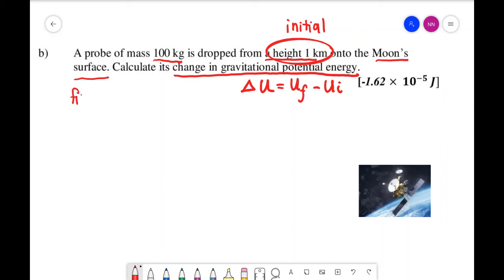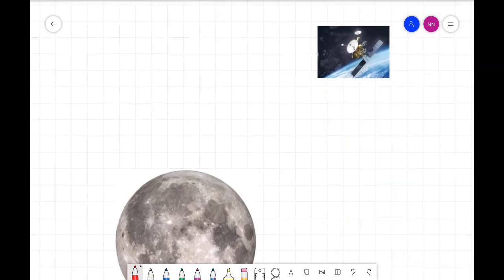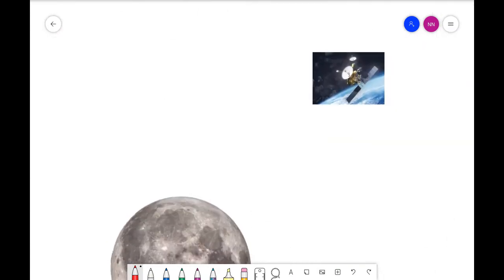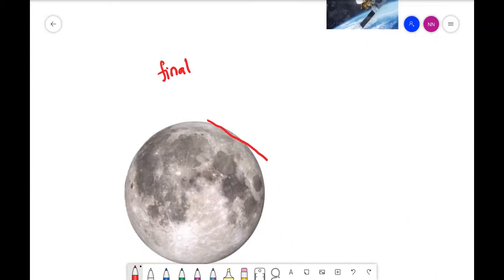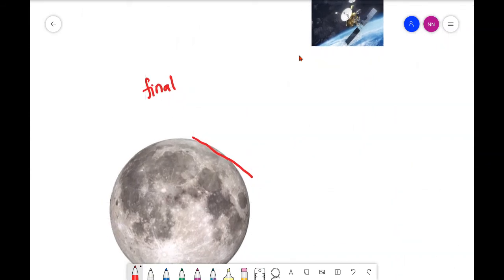Okay, on the moon surface. Okay, so this is the probe and this is the moon. Okay, so this is the initial position. Okay, so it is dropped onto the moon surface. Okay, so final position of the probe is here on moon surface. Okay, this is the probe.